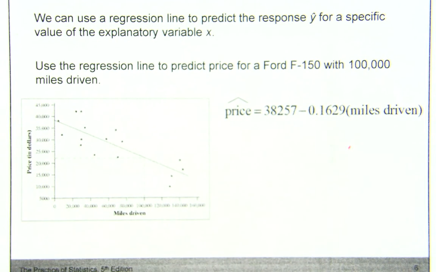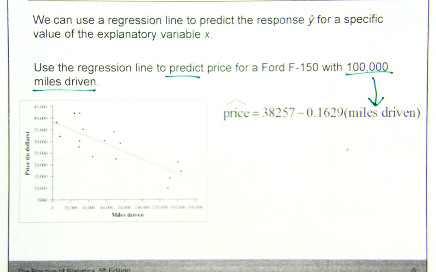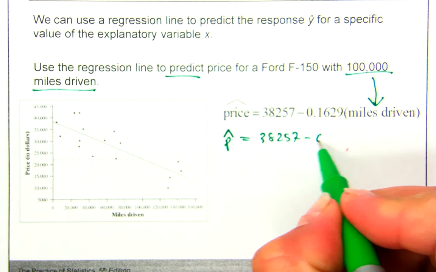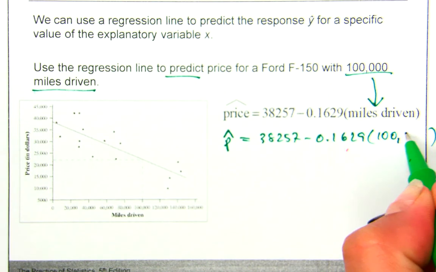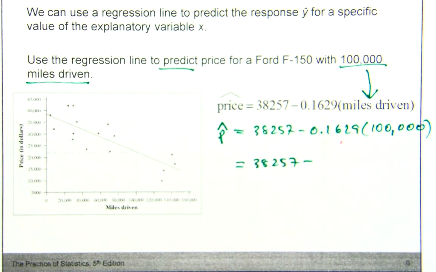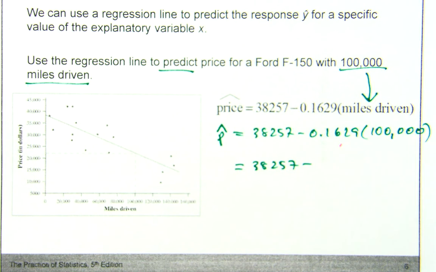Okay, so use the regression line to predict for a Ford F-150 with 10,000 miles. So you're basically predicting your price. It's pretty easy to do because you just plug the values in. If x is your miles driven, then you should get a P hat of 38257 minus 0.1629 multiplied by 100,000, if somebody is driving this car for, not what did I say, 10,000? I meant 100,000. Then you get 38257 minus whatever that is. I'm pretty sure I just have to move the decimal point over. Watch it. Why are my numbers so small? Multiply by 10,000. What?